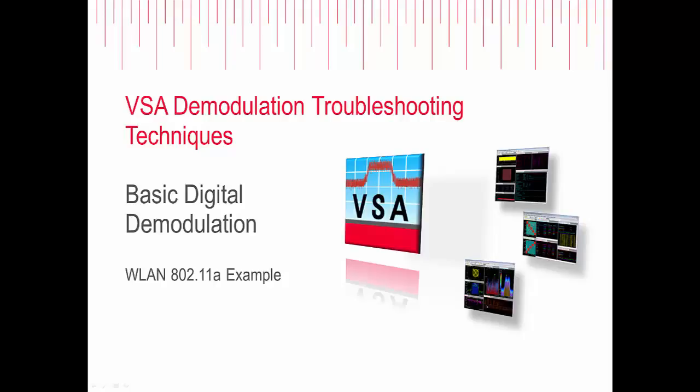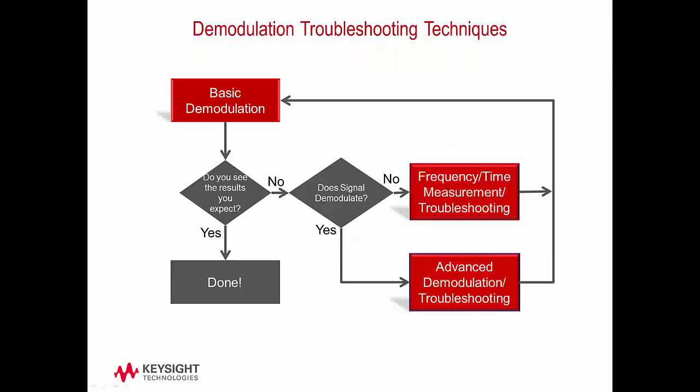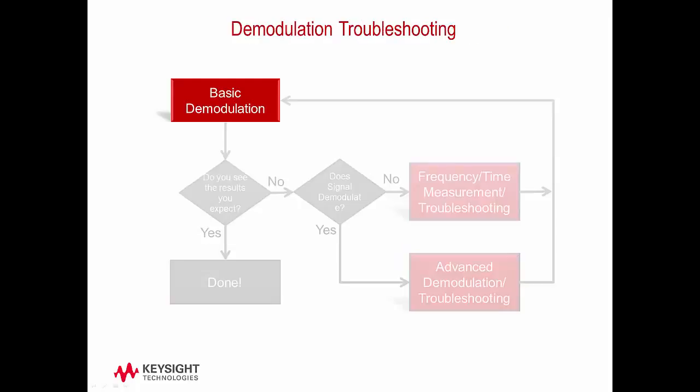In this video, we will be looking at a wireless LAN signal using the 802.11a standard to demonstrate basic digital demodulation techniques. When troubleshooting, there are three key analysis techniques that, when put together, form a troubleshooting process as observed in this diagram. In this video, we will be looking at what typically is the first stop in this process, basic digital demodulation.